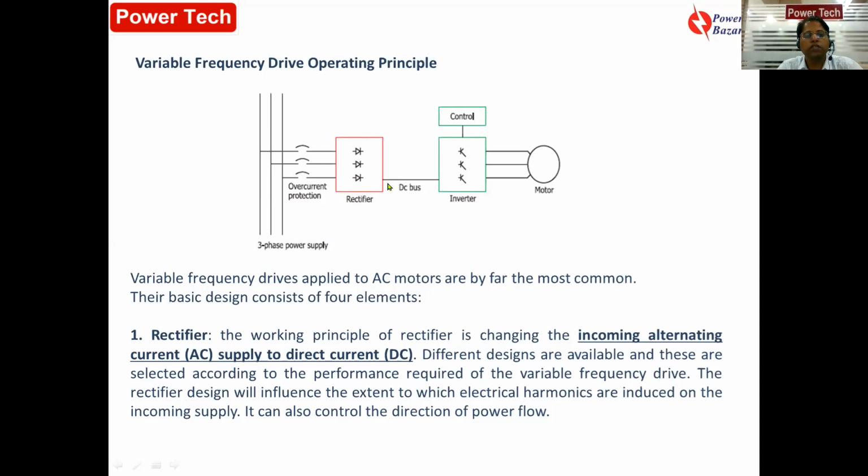This DC bus is basically the interconnecting link between rectifier and inverter, in which we have filters, inductors, and capacitors to smoothen the DC. So it filters the ripple associated with the conversion of AC to DC. When you convert AC to DC, there will be some ripples, some alternating component, that needs to be filtered with the use of L and C, that means inductor and capacitor, so that we can get a flat DC voltage.